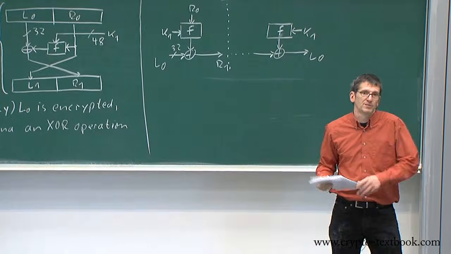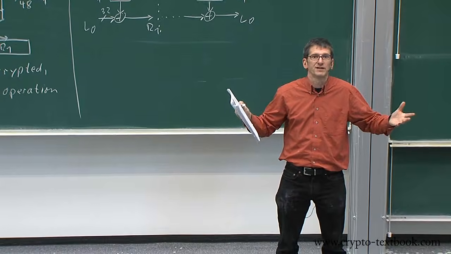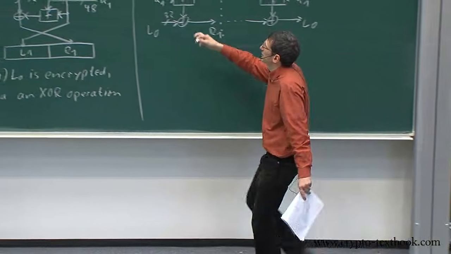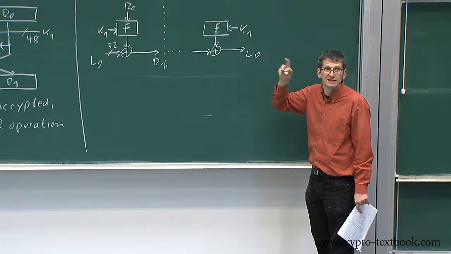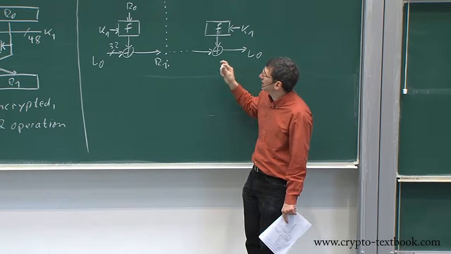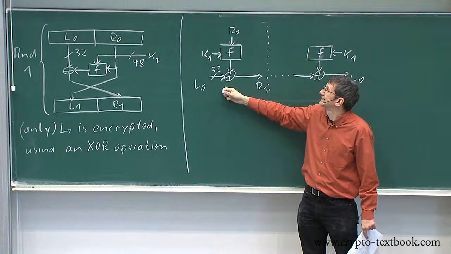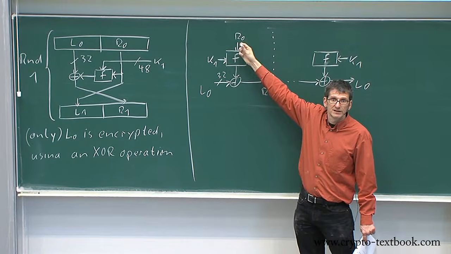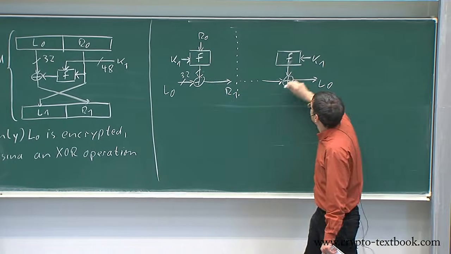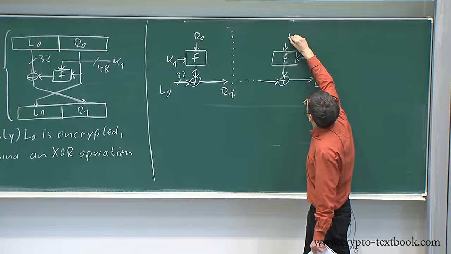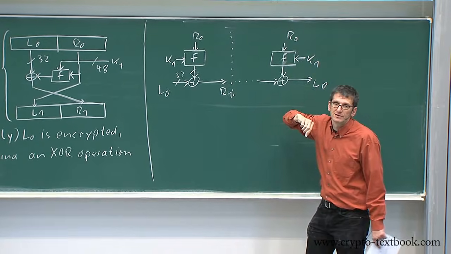Which is probably not a problem because Alice and Bob have the same key. So if Alice knows K1, probably Bob knows K1, right? This is probably no big deal. The interesting question is, what is the other input here on Alice's side? R0, right? In order to compute these 32 bits, this output here, Bob has to know R0 as well, okay?